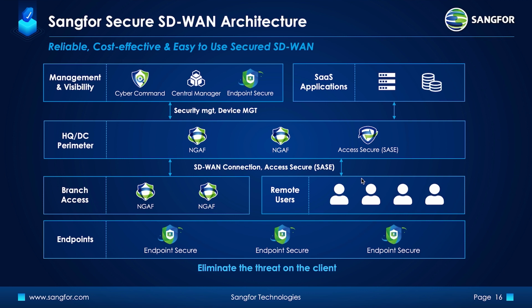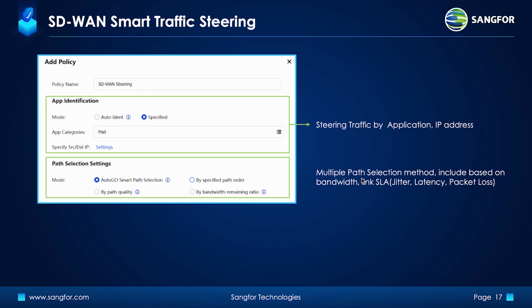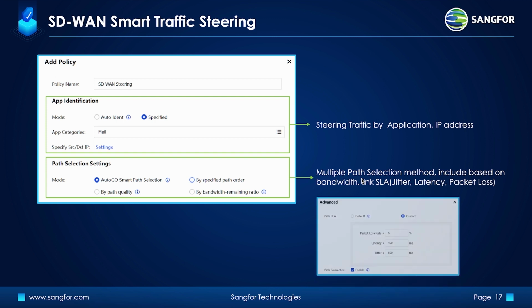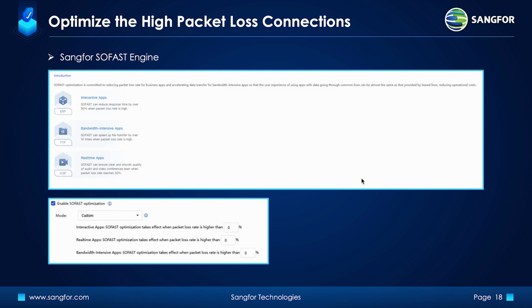This is the architecture of our SD-WAN solution. For the SD-WAN, previously you could not support smart traffic steering, but now we can support it. Our traffic steering can work by application and IP address, and we also provide multiple path selection methods, including based on the bandwidth, link SLA for you.